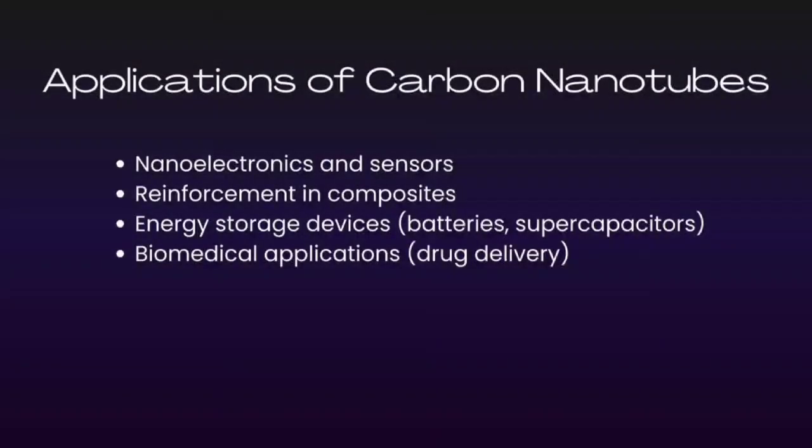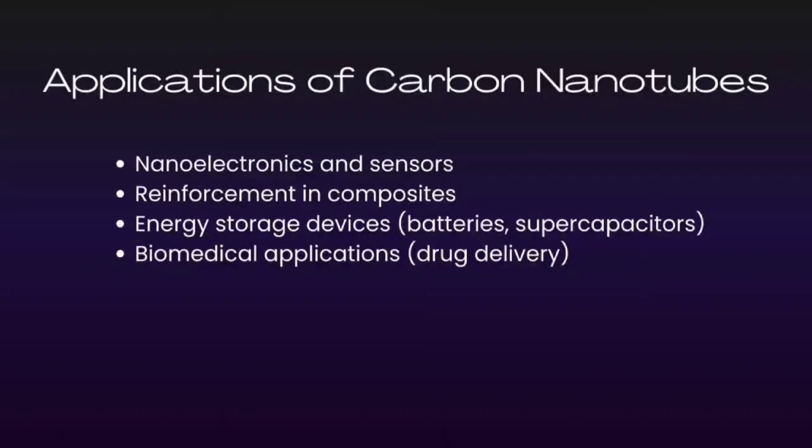Carbon nanotubes are widely used in nanoelectronics due to their excellent electrical conductivity and small size. They are used in transistors, conductive films, and interconnects. Because CNTs are highly sensitive to changes in their surroundings, they are also used in chemical and biological sensors. Even small changes in gas concentration or biomolecules can alter their electrical properties, making them ideal sensing materials.